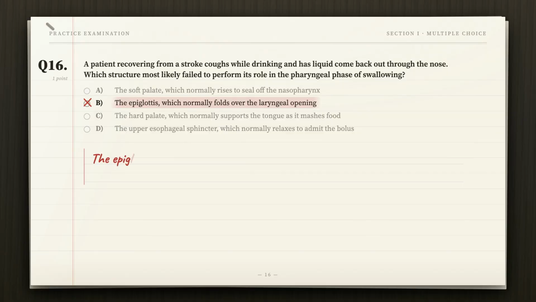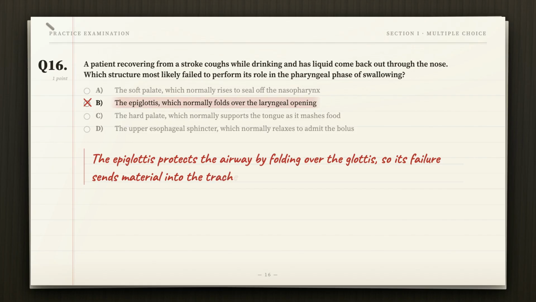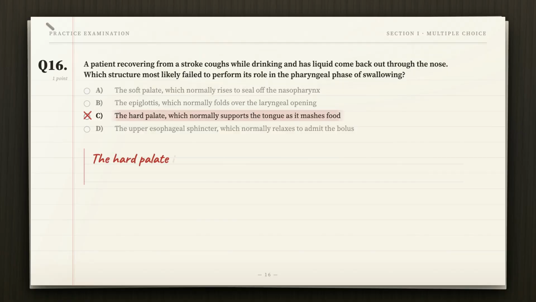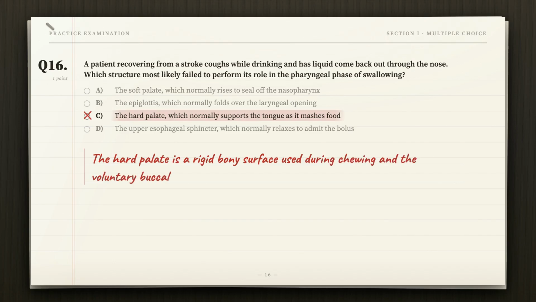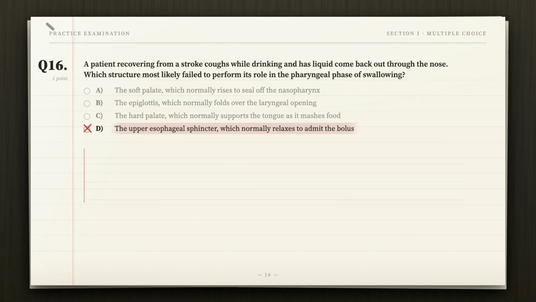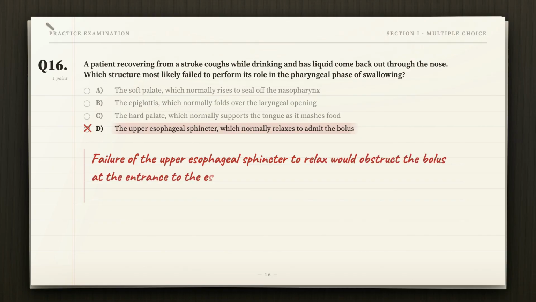B is wrong because the epiglottis protects the airway by folding over the glottis, so its failure sends material into the trachea and lungs rather than into the nose. C is wrong because the hard palate is a rigid bony surface used during chewing and the voluntary buccal phase. It cannot fail dynamically because it does not move. D is wrong because failure of the upper esophageal sphincter to relax would obstruct the bolus at the entrance to the esophagus, causing a sensation of food sticking rather than nasal regurgitation.